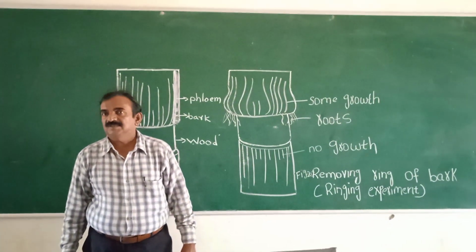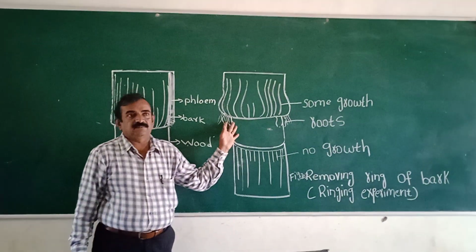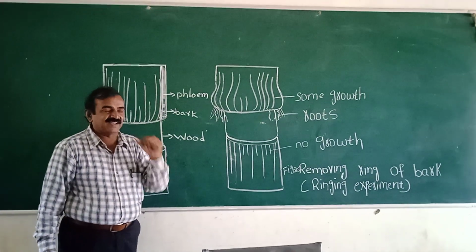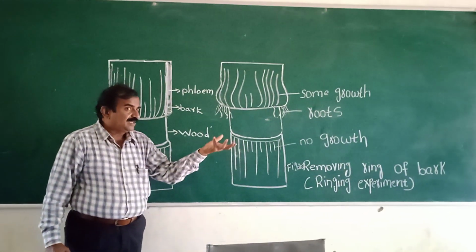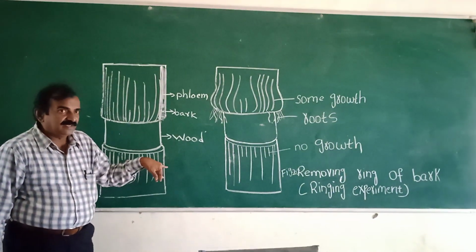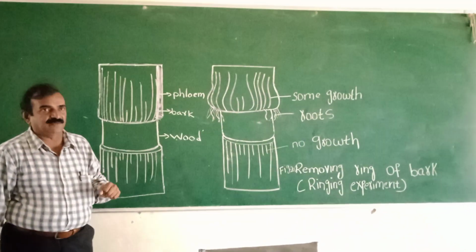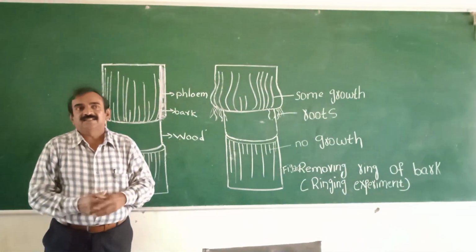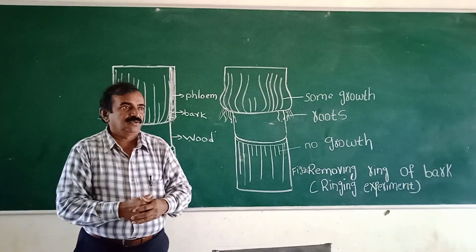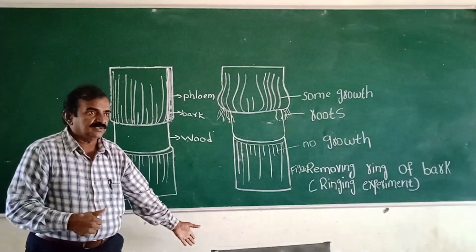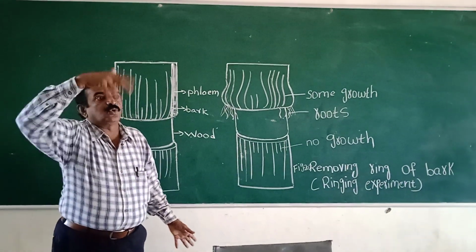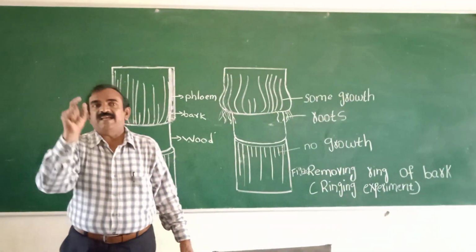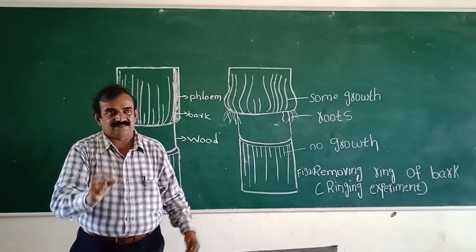Third unit, transportation. Page number 67. Listen carefully. Here two diagrams are there. Actually this is one diagram, but to understand how food is supplied, we are representing it as two diagrams. Plants absorb water by means of roots. Roots absorb water, and roots have xylem vessels. Xylem vessels are channels, tubes.